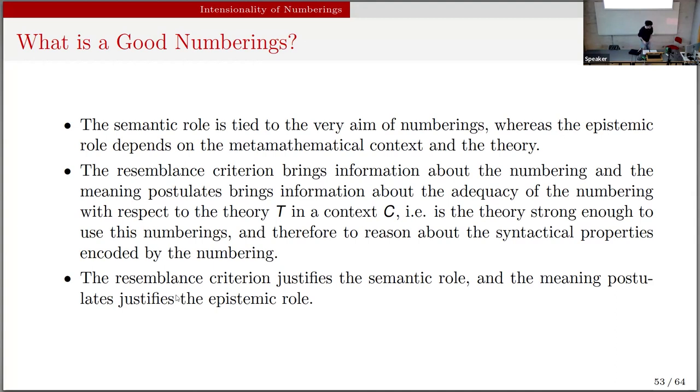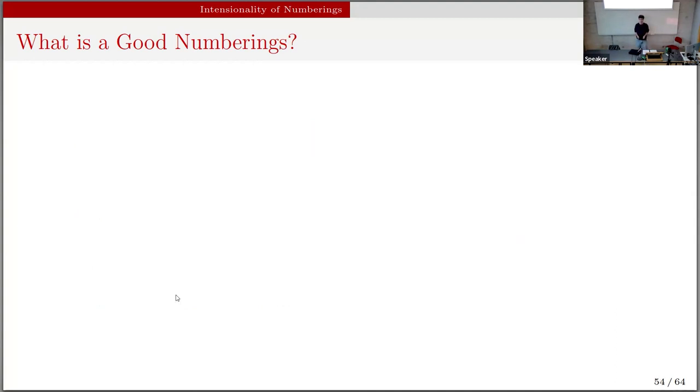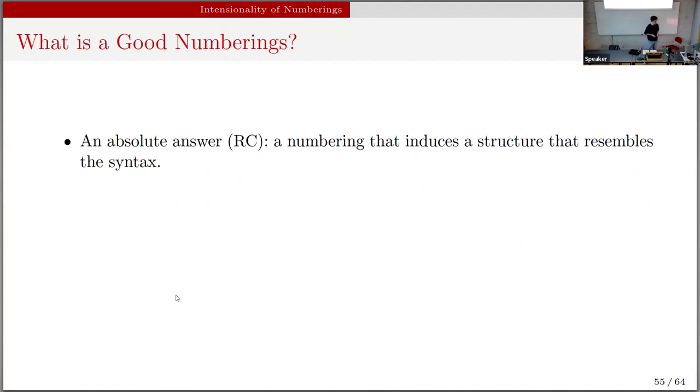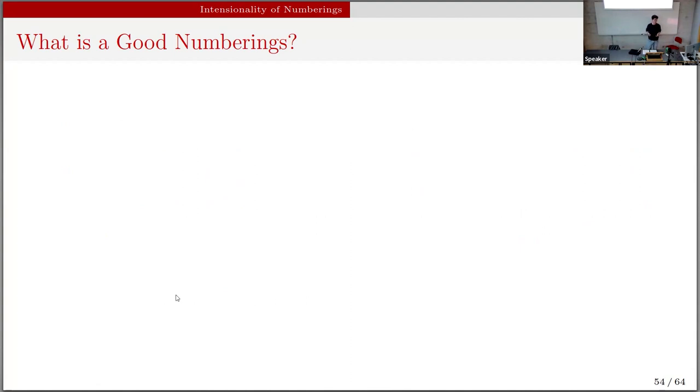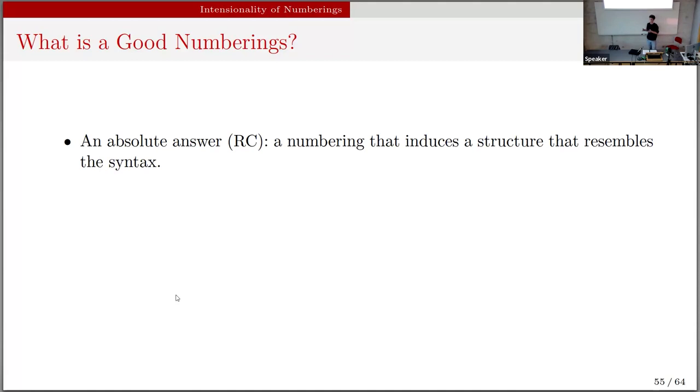So, what is a good numbering? We can finally give somewhat of an answer. So the first answer, as with many questions, you can answer the question, or at least understand the question, in different ways. So the first way to understand the question is by looking at the absolute question and giving an absolute answer with respect to the resemblance criterion.